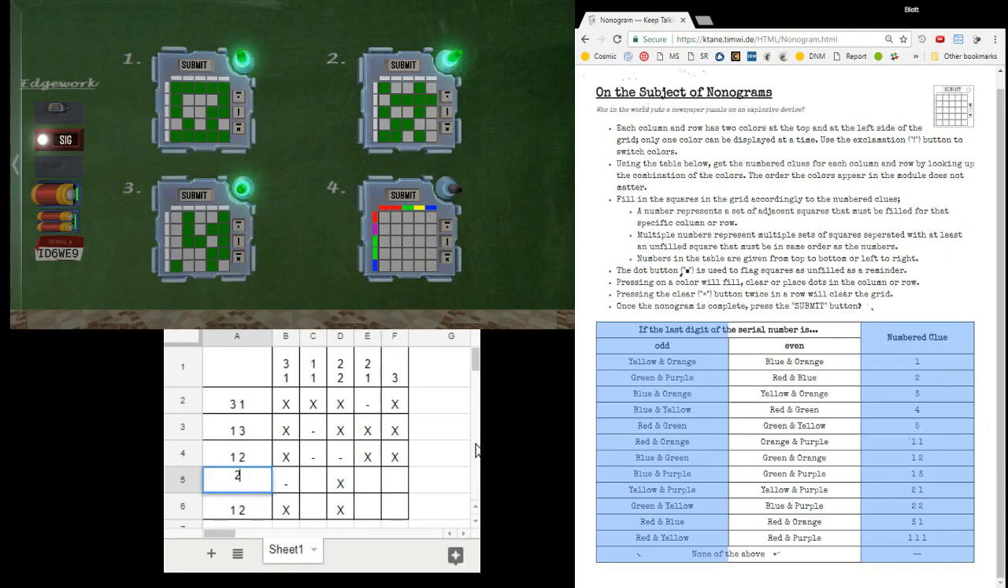Green, purple is 2. We don't know yet. It's either these 2 or these 2, so we can mark this space out. And this one was another 1, 2, another blue, green. Here's the 1. We need to have a gap, and then we can have 2, like that. So we got 2 squares unmarked.